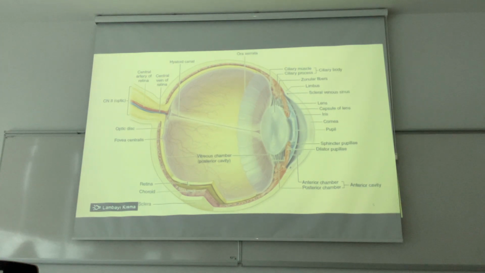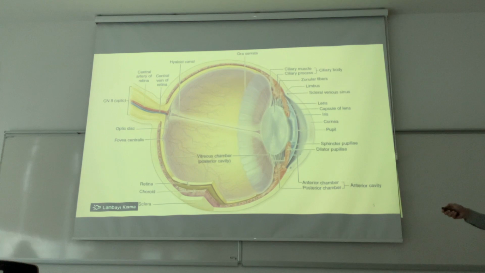The ciliary body has epithelial cells in this part, inner and outer epithelial cells. These cells have a role in the production of ciliary fluid. This ciliary fluid is secreted from the epithelial cells of the ciliary process or body into the posterior chamber, and from the posterior chamber via the pupil it goes to the anterior chamber.